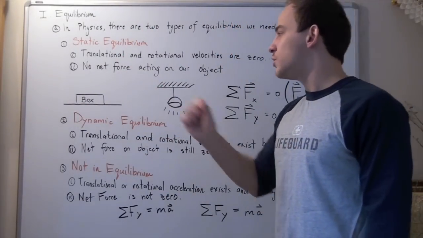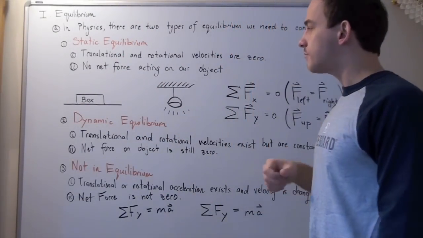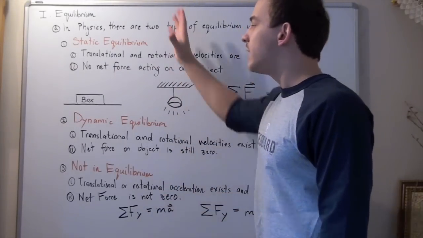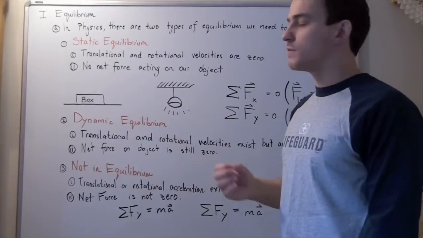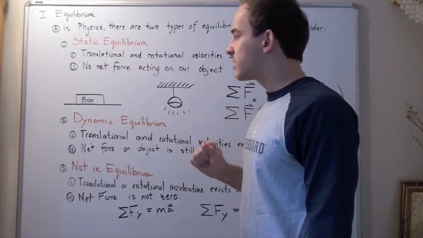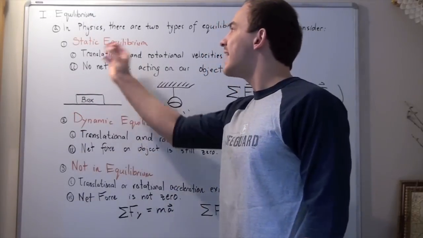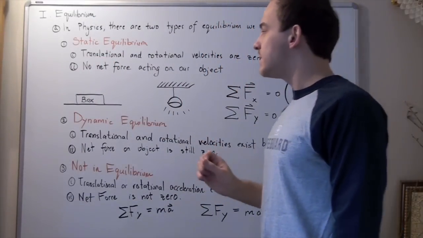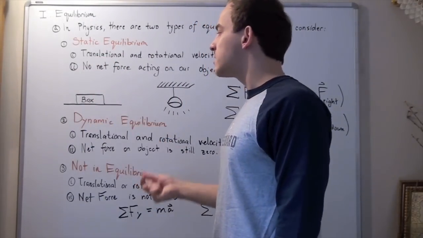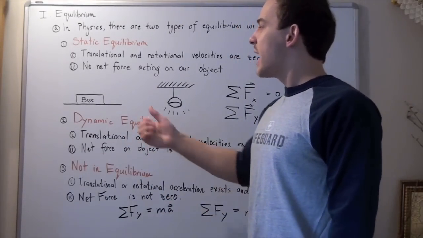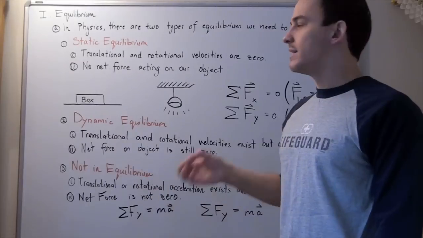So let's look at a few examples. Suppose we place a book or a box or whatever object on top of some table or some surface. Assuming this object is stationary, as it is in this case, this object is in static equilibrium. That's because the sum of all the forces along any axis is zero, our object's velocity is zero, and our object is not rotating in any way.